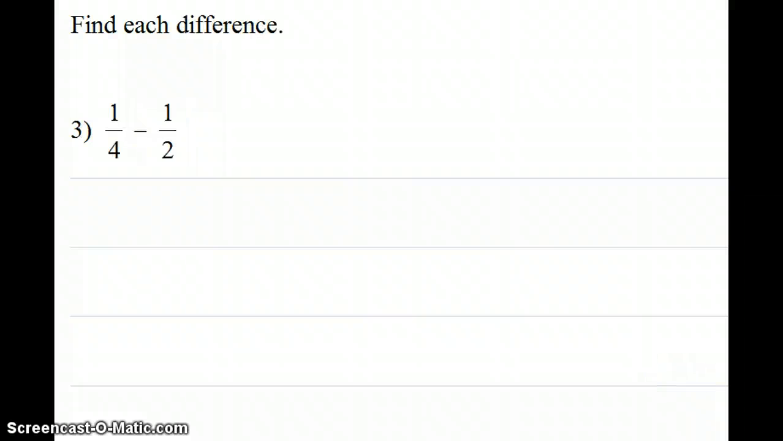You try number 3. Subtractions are the same rule. Again, if you think you can do 3 on your own, hit pause, then hit play and see if you come up with the right answer.